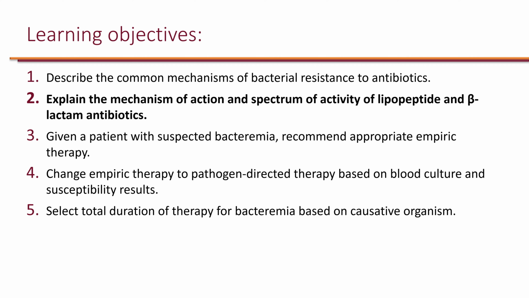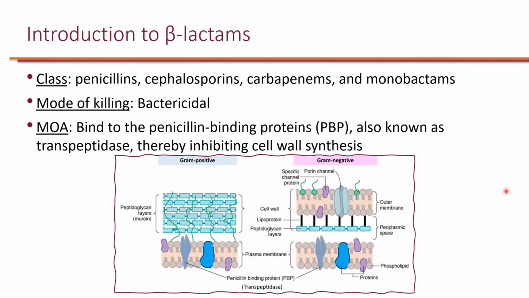We described the common mechanisms of bacterial resistance to antibiotics. Now let's explain the mechanism of action and spectrum of activity of beta-lactam antibiotics. There are 4 classes of beta-lactams: penicillins, cephalosporins, carbapenems, and monobactams. And they are all bactericidal. What bactericidal means is that they actually kill the bacteria very fast. So as time goes forward, the number of colonies drops very quickly, as opposed to bacteriostatic agents that don't necessarily drop the number of colonies, but actually halt the growth of bacteria. So the number of colonies stays the same over time.